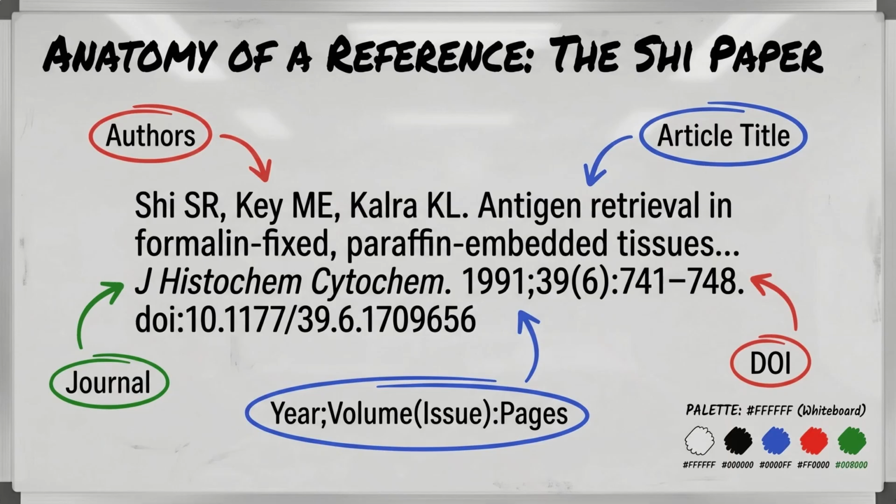Also, pay close attention to the DOI, or Digital Object Identifier, at the end. This unique identifier is essential for direct access to the article online, allowing anyone to verify your source with a single click. Understanding each part helps you accurately construct your own references. Next, we'll discuss the 2 most common mistakes students make when building these lists.